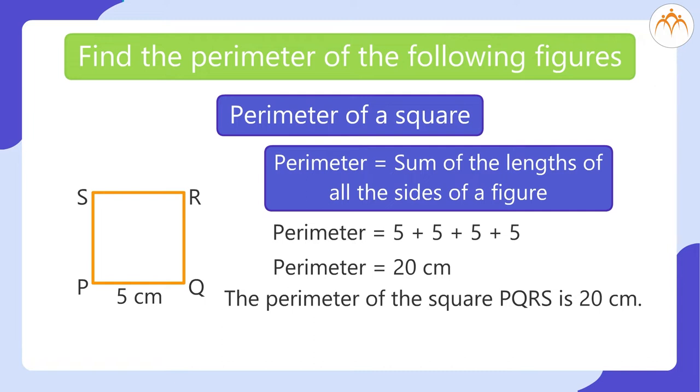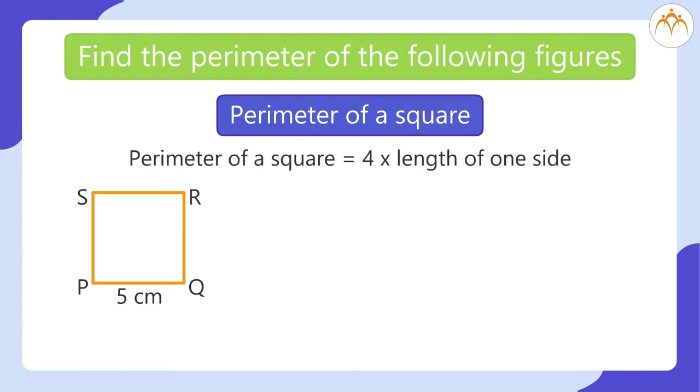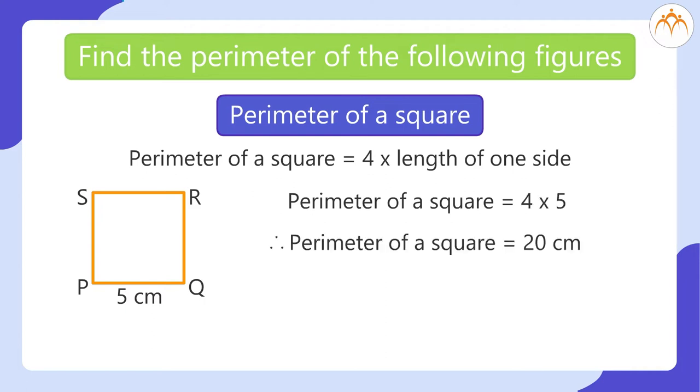To make it easy, let us see the formula. Perimeter of a square is equal to 4 multiplied by the length of one side. Let us now calculate. Perimeter of a square is equal to 4 multiplied by 5. Therefore, perimeter of a square is equal to 20 cm.